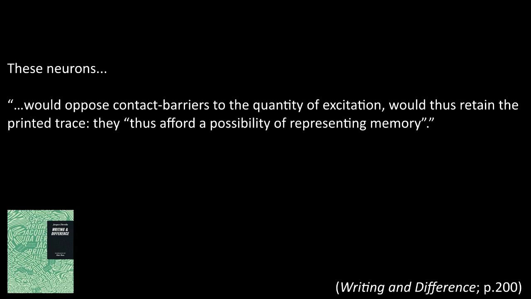And then the second kind of neurons are impermeable. What Derrida has to say about these neurons is that they "would oppose contact barriers to the quantity of excitation, would thus retain the printed trace. They thus afford a possibility of representing memory." Because these impermeable neurons resist the excitation that the sense impressions create, they allow what Derrida calls breaching. This is essentially the tracing of a trail or a pathway through the brain, through these impermeable neurons. And this printed trace is what enables memory.